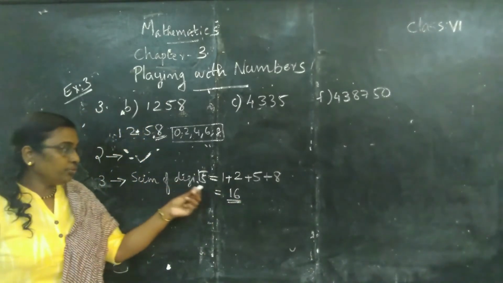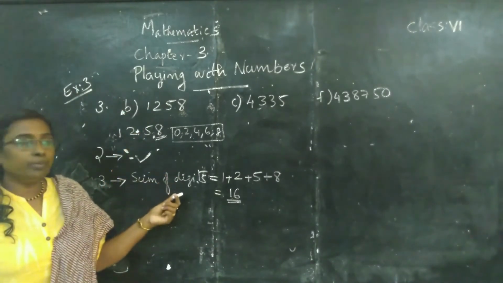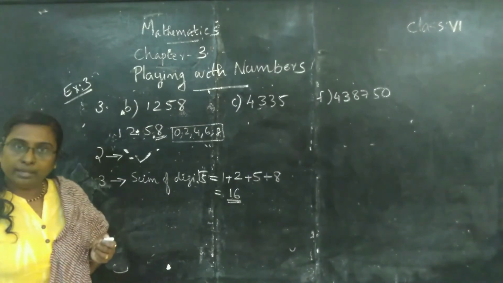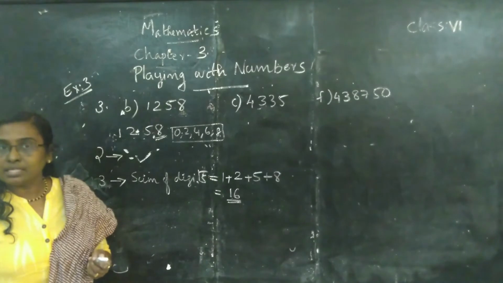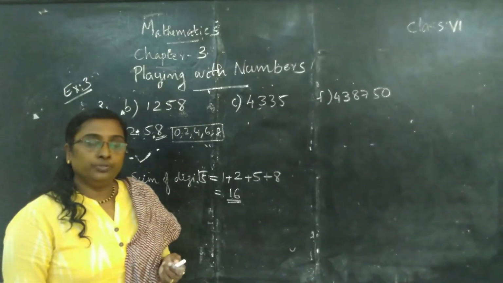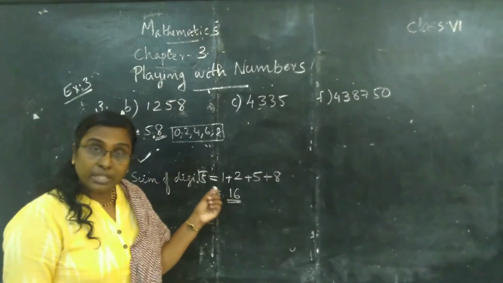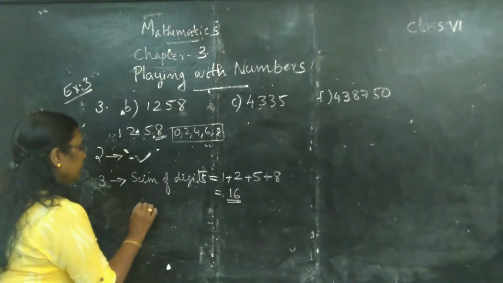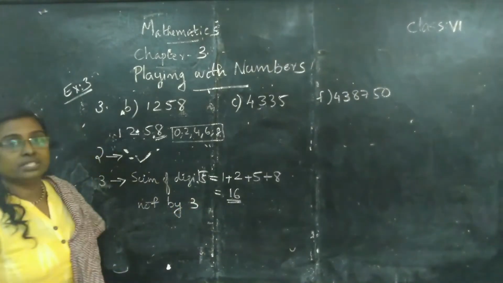If the sum of digits is a multiple of 3, the given number is divisible by 3. 16. Is 16 a multiple of 3? No. What are the multiples of 3? 3, 6, 9, 12, 15, 18. 16 is not a multiple of 3. So, this is not divisible by 3. Not divisible by 3.